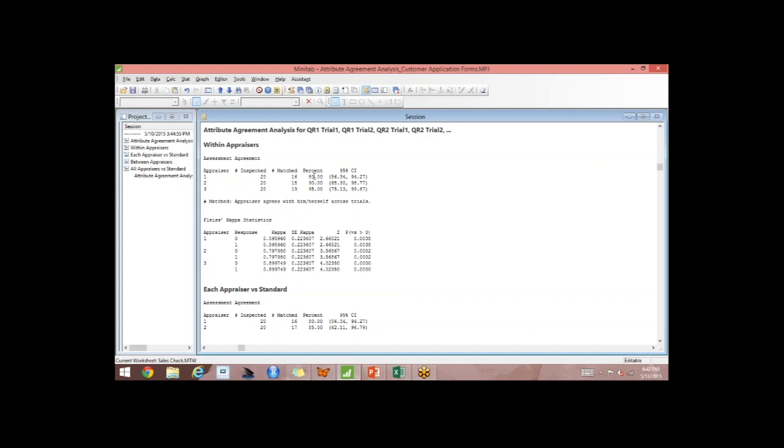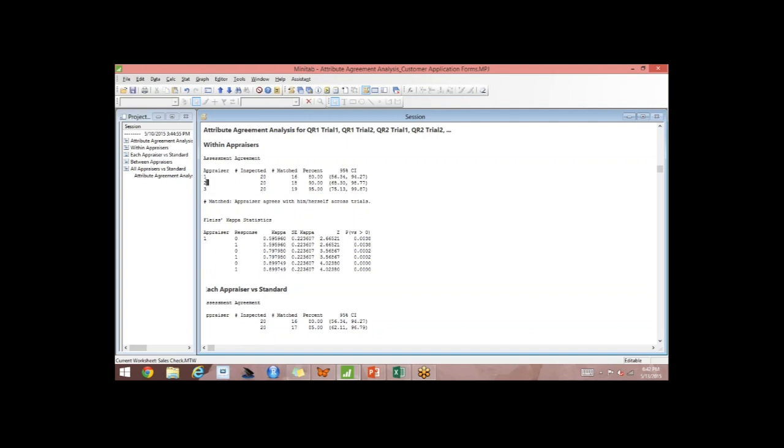Remember this. If any value is greater than 90%, you can say that the measurement system is acceptable. If the value is between 70 and 90, you have to cautiously accept the measurement system. And if it is less than 70%, the measurement system is unacceptable. So it's 80%. You'll probably tell your appraiser, quality representative 1, that I cautiously agree with your measurement readings, but you will have to improve. And probably you'll give him some training and ensure that he's up to speed.